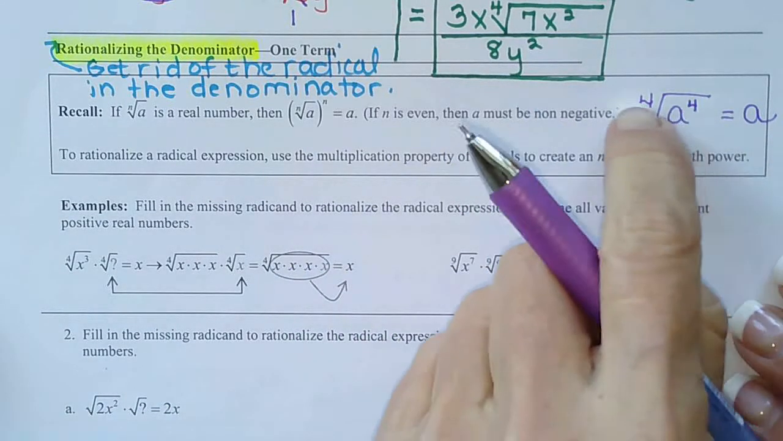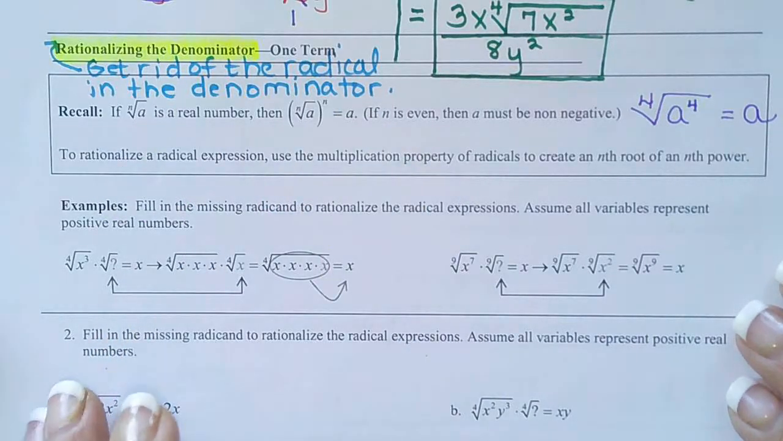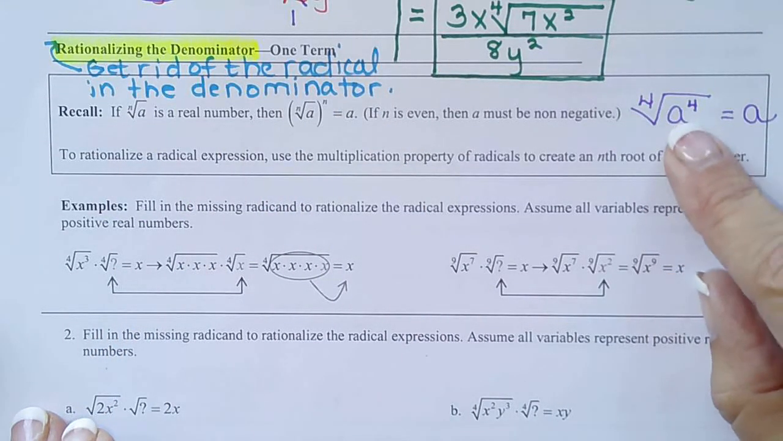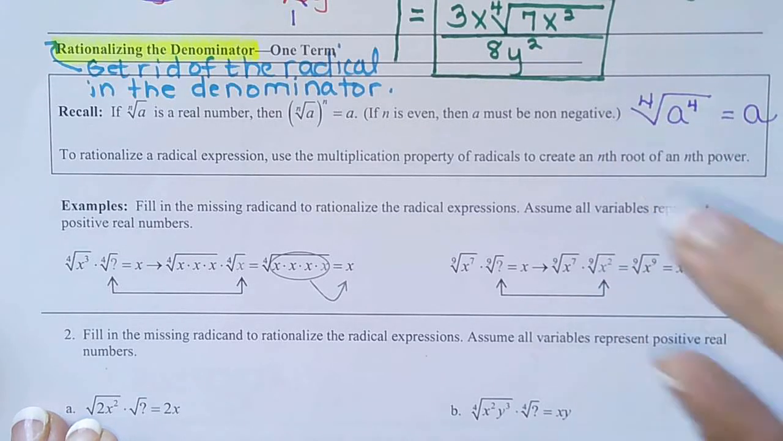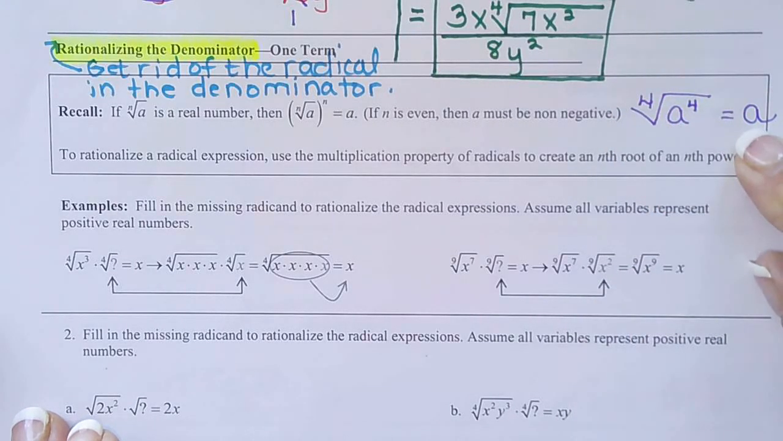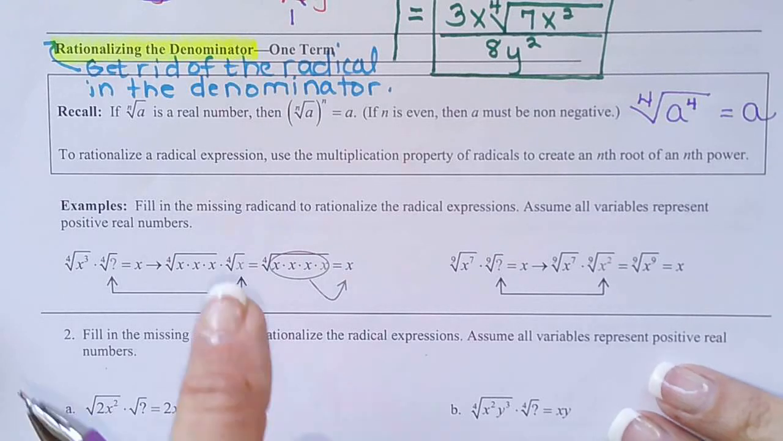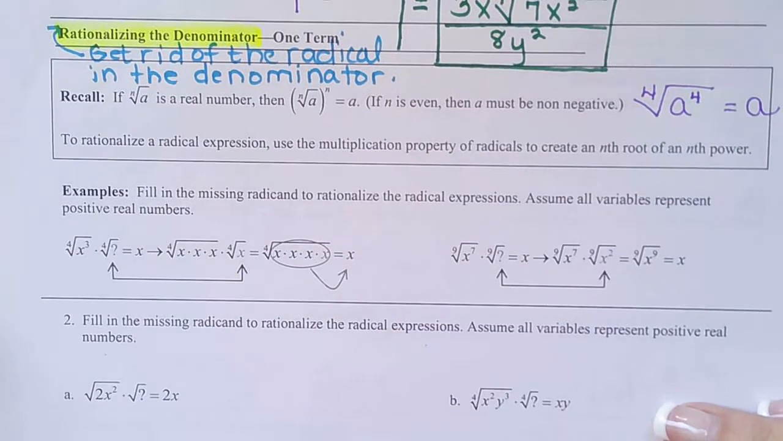So 4 divided by 4, a to the first. N divided by n, a to the first. So anytime we have an index of 4, as long as we have 4 inside, that radical will cancel with that index and just the a will pop out, because 4 divided by 4 is a to the first. So we're going to use that property to help us get rid of radicals in the denominator.